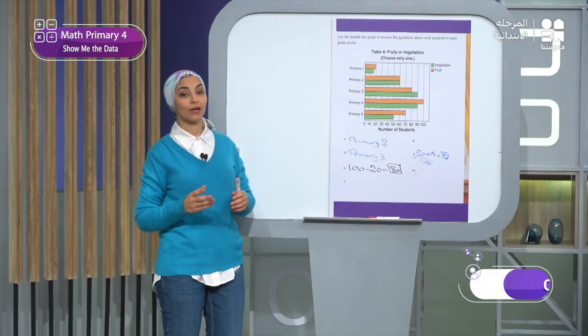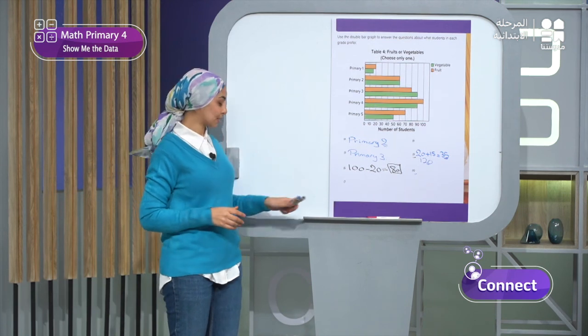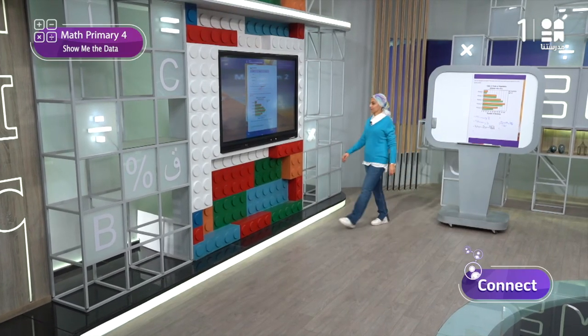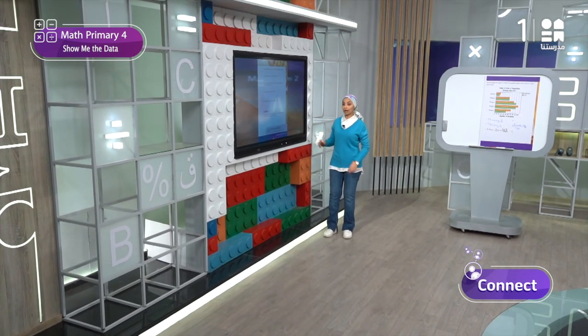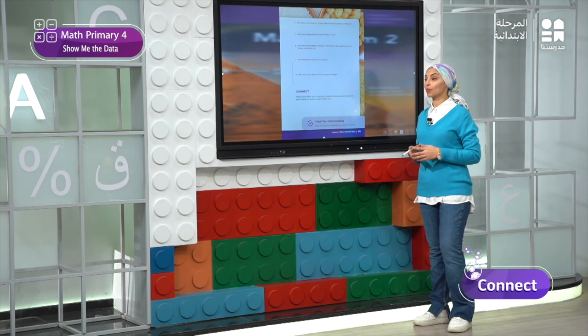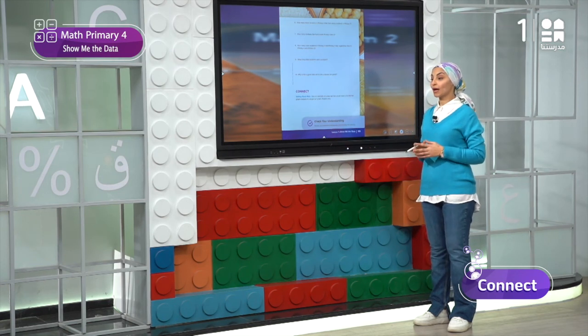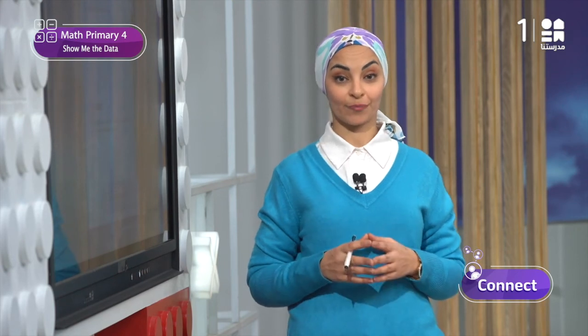Now we have reached the connect part on page 119. Let's see it all together. Here in the connect part, as you see, in this activity we need to give an example for a data set using a double bar graph instead of a single bar graph and explain why. I am sure you have lots of ideas for situations where we can use the double bar graph. You can write your ideas in your school books and share them with your friends and your teacher in your classroom.